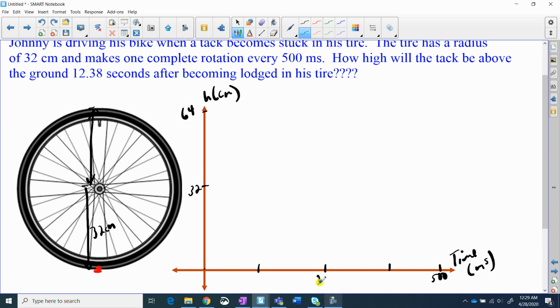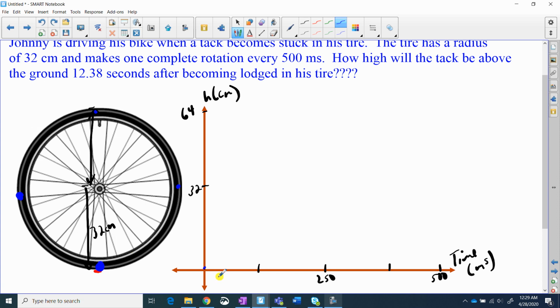This would be 250. And now remember, just like the last one, we're going to get the path followed by the tack, assuming we pick it up here, here, there, there. Those are going to be the heights we measured for the tack. So let's assume that the wheels picked up the tack.